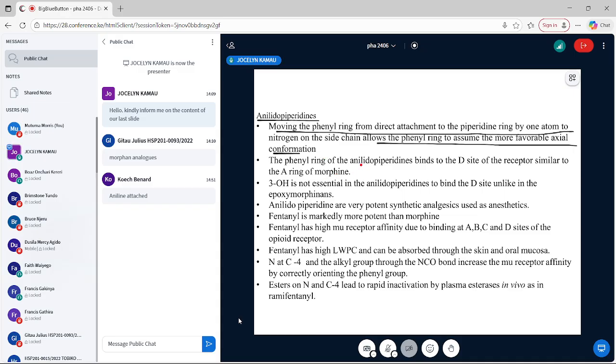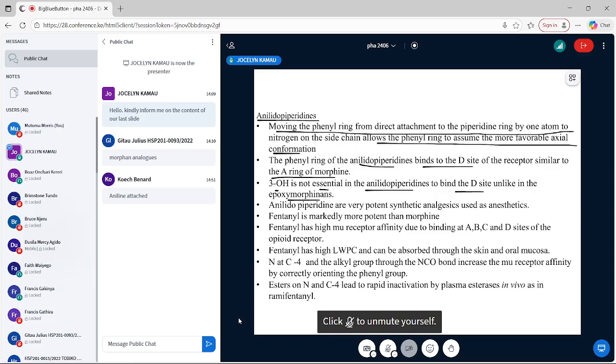The phenyl ring of the anilidopiperidine also binds to the D site of the receptor, similar to the A ring of morphine. So we are saying they will do the same. The binding is similar. There is no difference. The 3-hydroxyl group is not essential in the anilidopiperidines to bind the D site, unlike in the morphinans.